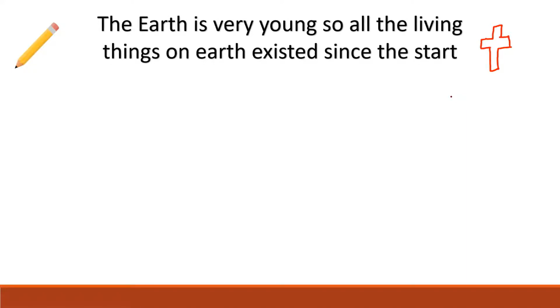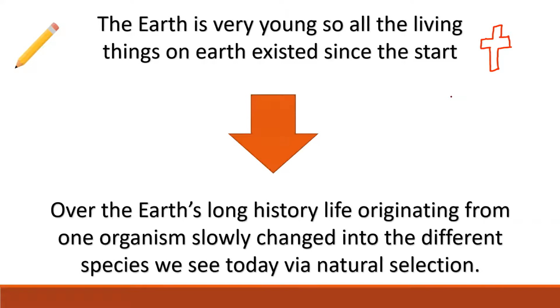So, okay, cool. But we moved from this initial theory that the Earth was very young and that everything existed, to this theory of evolution. Over the Earth's long history, life originating from one organism slowly changed into the different species we see today via natural selection. And this is our idea of evolution. I'm going to give you a second to jot that down because I have put a pencil on the slide, because this is where we're starting.